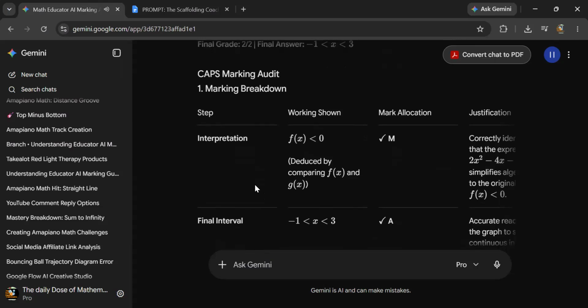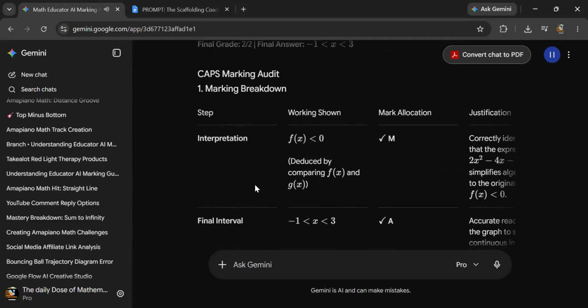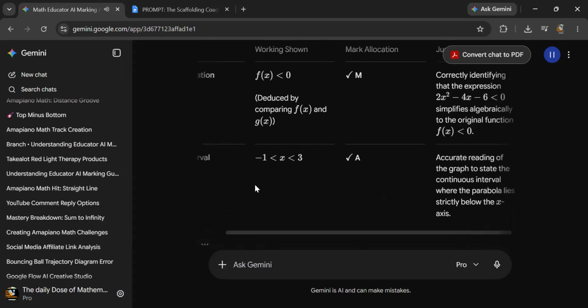CAPS marking audit. 1. Marking breakdown. Step, working shown, mark allocation. Justification: interpretation f(x) less than 0, deduced by comparing f(x) and g(x), checkmark M. Correctly identifying that the expression 2x squared minus 4x minus 6 less than 0 simplifies algebraically to the original function f(x) less than 0. Final interval -1 less than x less than 3, checkmark A. Accurate reading of the graph to state the continuous interval where the parabola lies strictly below the x-axis.